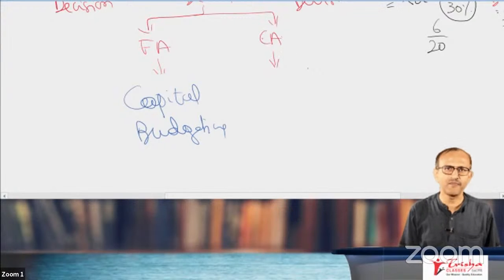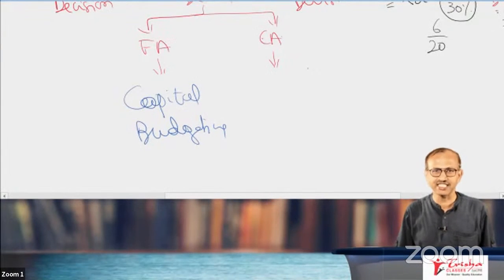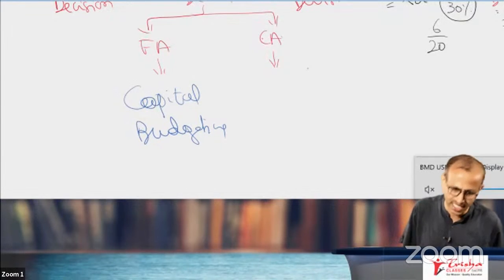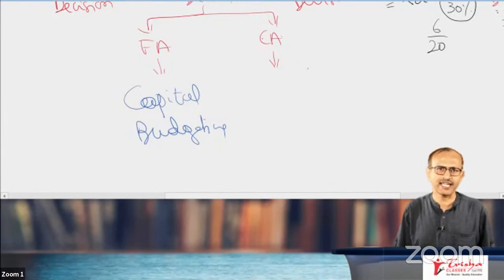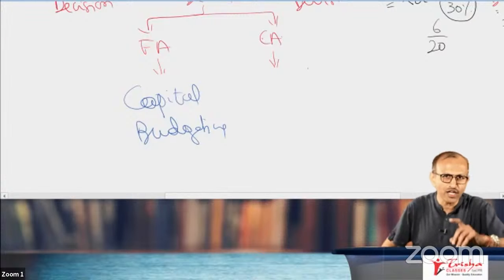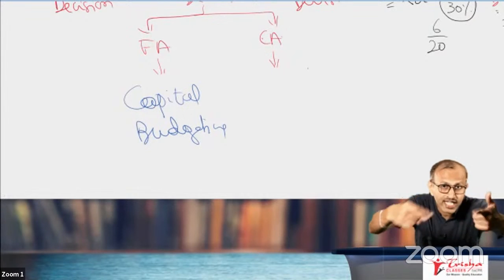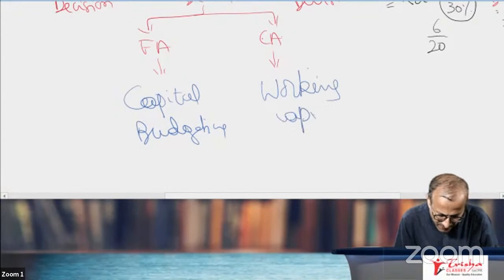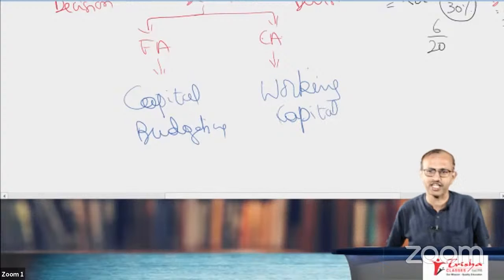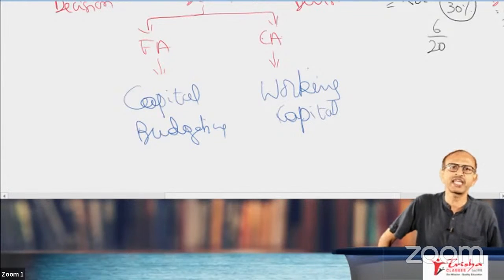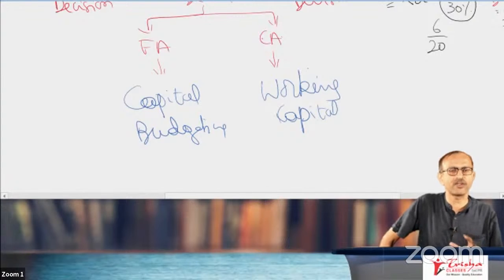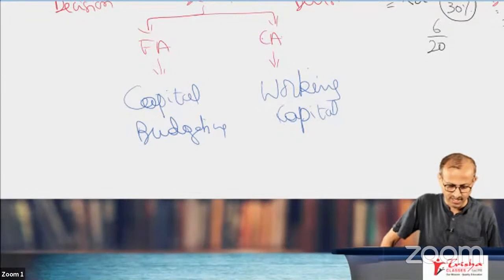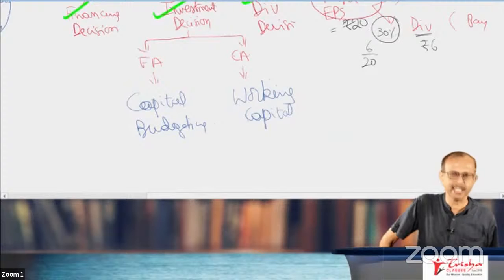Whereas managing your current assets is basically for smooth functioning, smooth production and sales, and to maintain your business operations. We call it working capital. Have you heard this word, working capital? It's called working capital management. So, fixed assets and current assets.